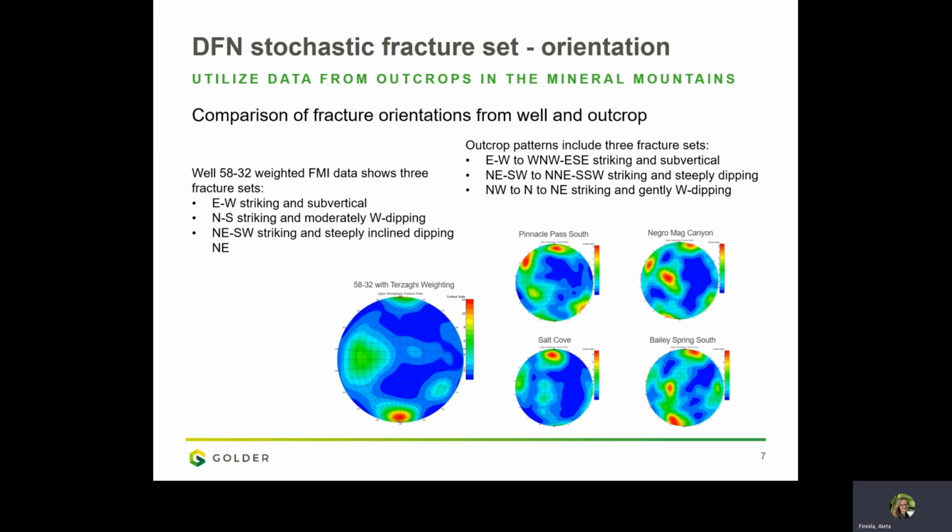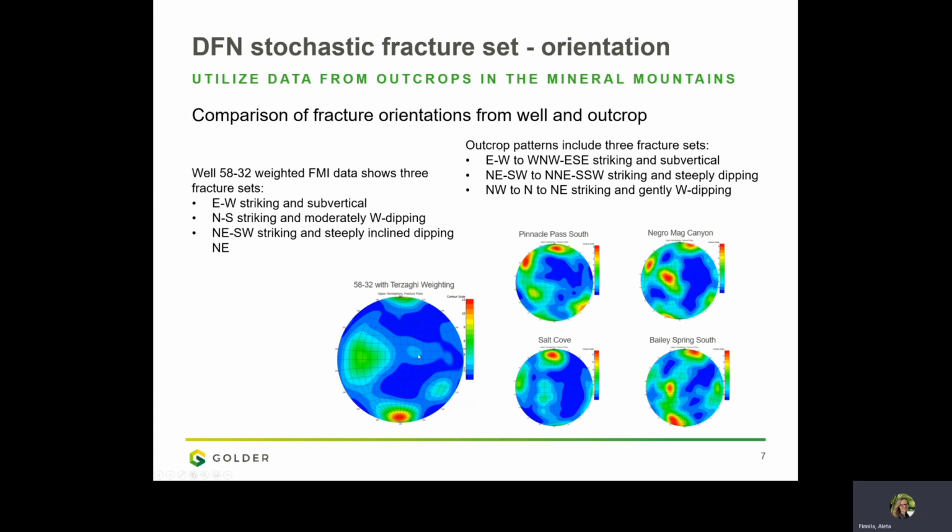So for the orientations of that stochastic set, we do have more information. So we have the information from the FMI log, which is shown in the larger stereo net here. That's an upper hemisphere stereo net of the fracture poles. And the contours have already been weighted, given a Terzaghi weighting, so that the bias introduced from the relative orientations of the borehole and the fractures are already taken into account.